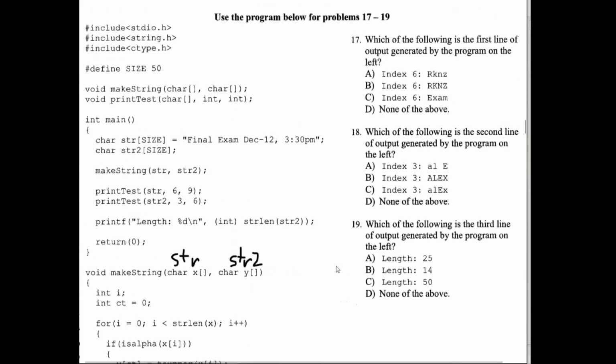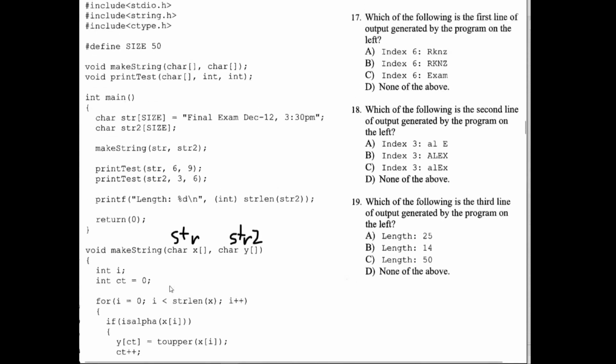So we go to the questions. It says, which of the following is the first line of output generated by the program on the left? We can see it gives us options: a garbled string that is partial caps and partial no caps, a string that's all caps, and a string that's the original text. So we know that it's not going to be the original text because makeString is in fact changing that original string.